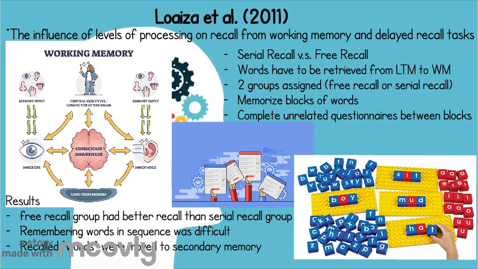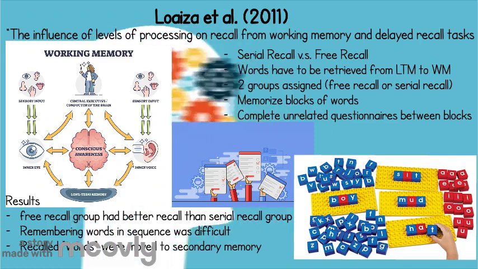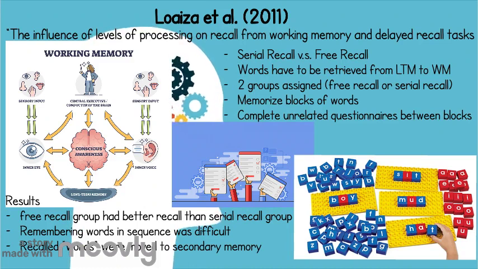This study is based on the idea that during the serial recall process, words have to be retrieved from long-term memory back to working memory in order to be recalled. This was manipulated in the study as the two groups were assigned to be either the free recall or the serial recall group. Both groups had to memorize blocks of words to the best of their ability for their recall to be measured later. Then, both groups had to complete unrelated questionnaires between the blocks before they were instructed to recall the words. This added buffer of time was used to implement the use of long-term memory as serial recall and free recall were compared.